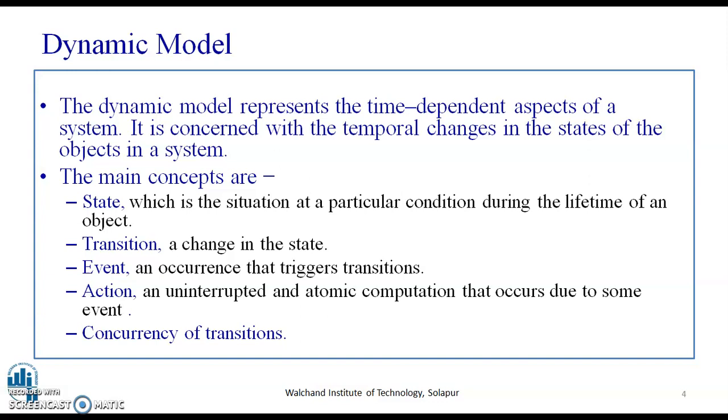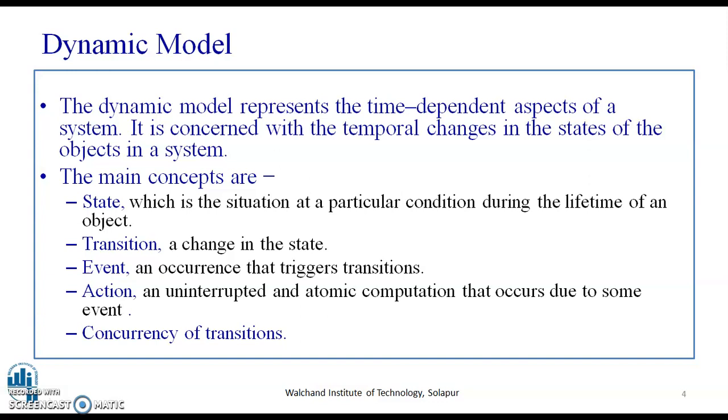So what is a state? A state is the situation at a particular condition during the lifetime of an object. To make it simple, each one of us in a lifetime goes through different states of life, or you can say the phases. So basically, a state is a situation, a particular condition during the lifetime of an object. Consider the example: the newborn baby state, the childhood phase, the teenage phase, the adulthood, and the old age.